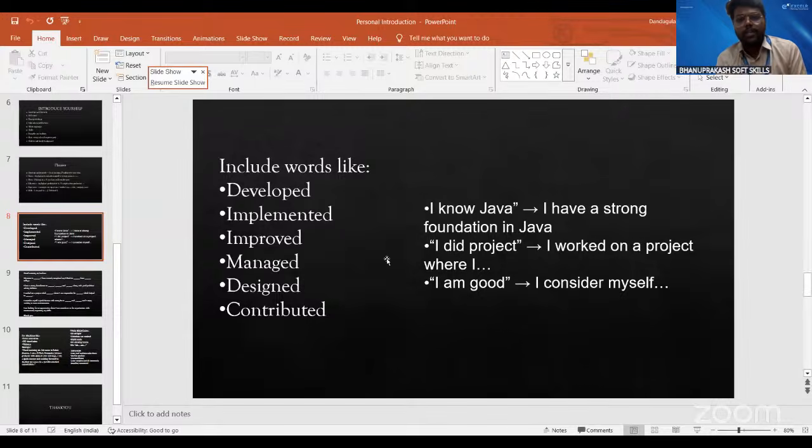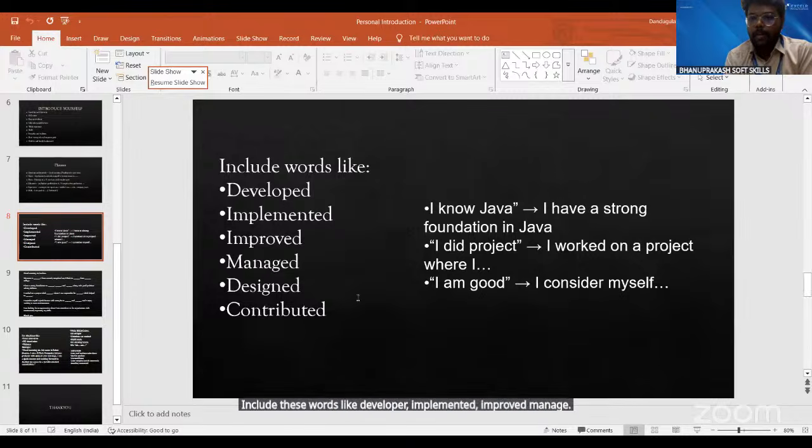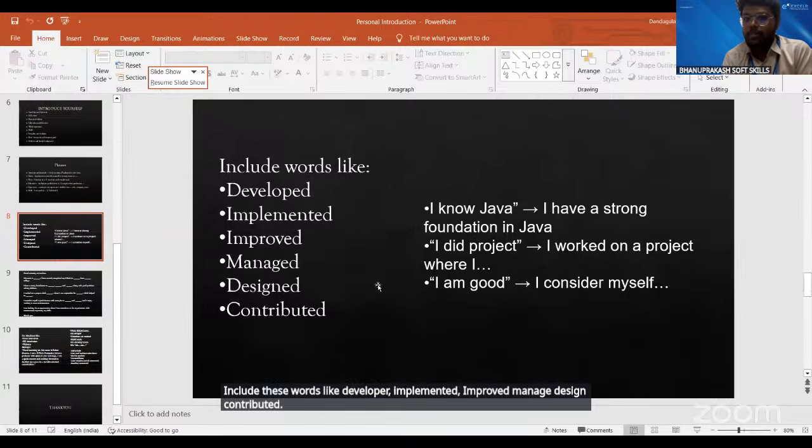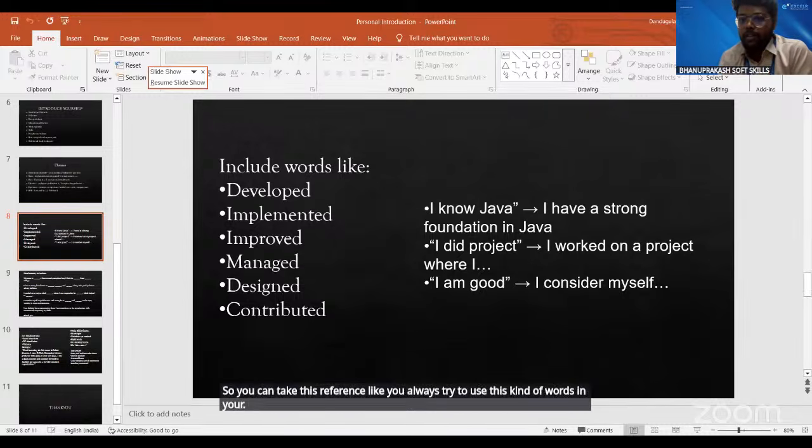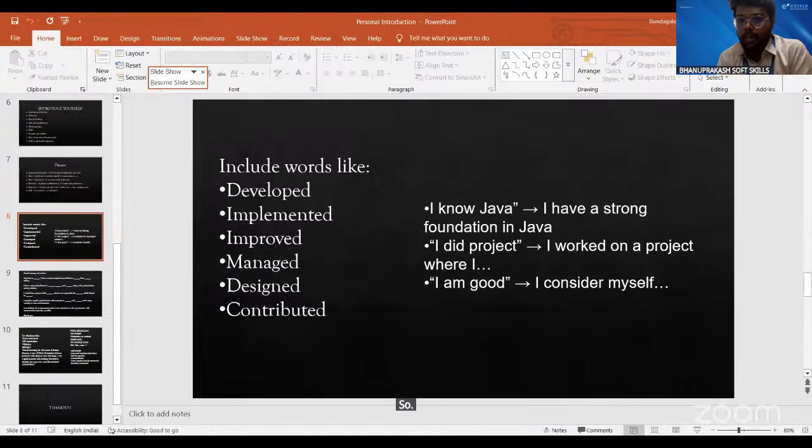Yes. After this, include words like developed, implemented, improved, managed, designed, contributed. These are just a few examples. As an example for your understanding, I've given only these words, but these words are not fixed. So you can take this as a reference. Always try to use this kind of words in your introduction so that it looks more professional.